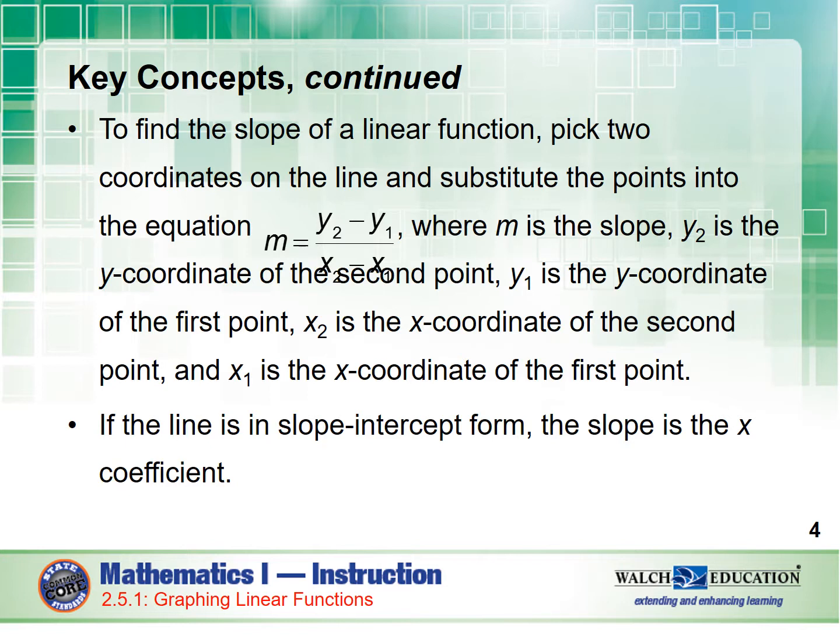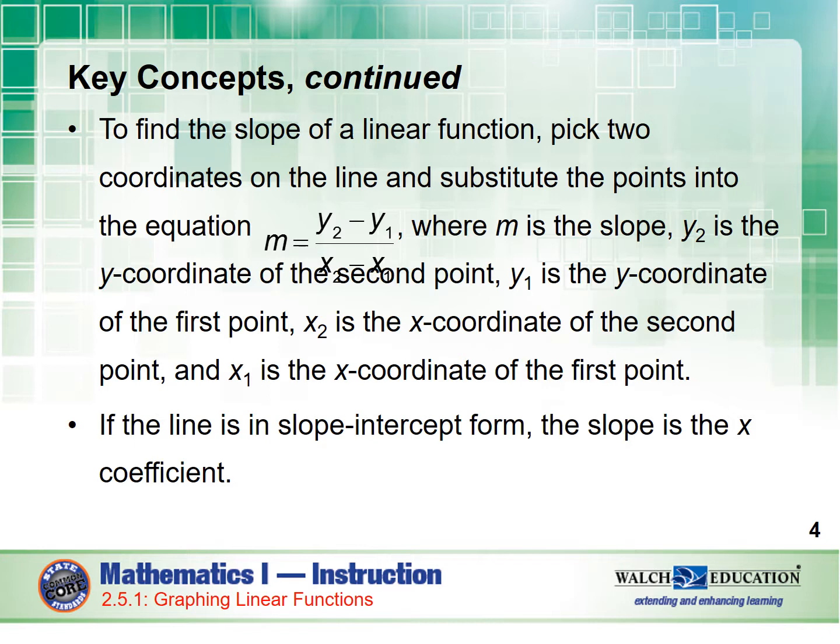So those are your intercepts. How to find the intercepts. To find the slope of a linear function, you pick two coordinates on the line and substitute the points into the equation. M, which stands for slope, equals y2 minus y1 over x2 minus x1.